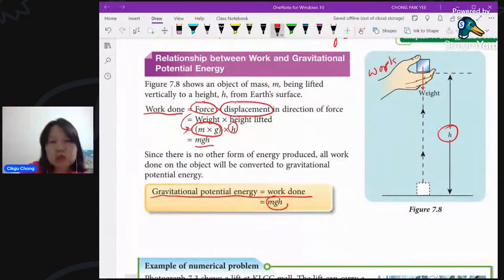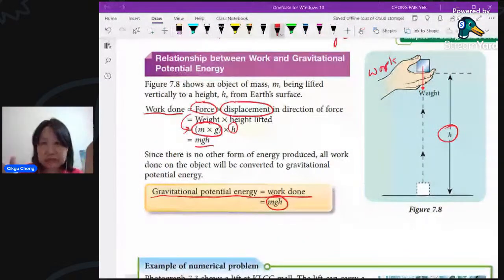Your work done by your hand is to hold the object up. At the same time, your cube here is also having gravitational potential energy. It is also the same value. So the work done by your hand in holding up the thing is the same as the G.P.E of the object that you're holding. So you can see here the formula to calculate, you still use mgh. All right, now let's look at one example of calculation.